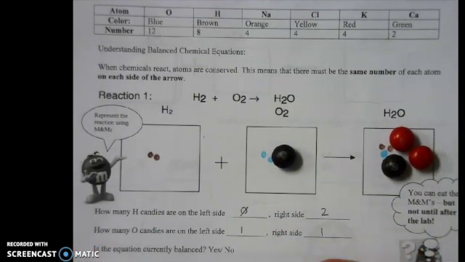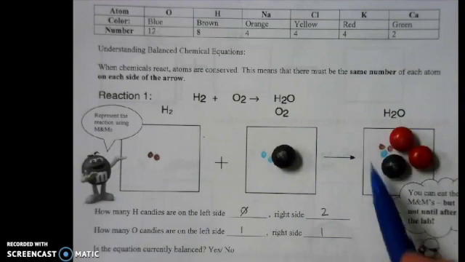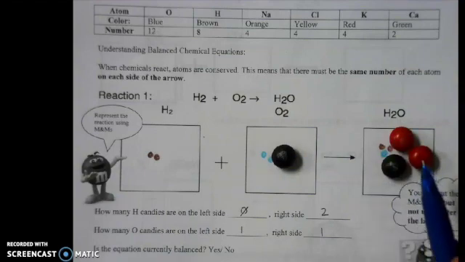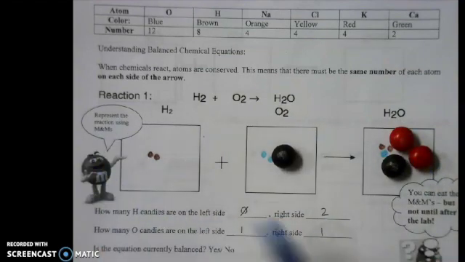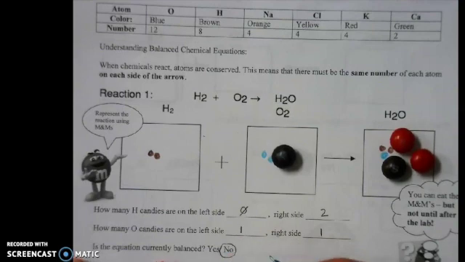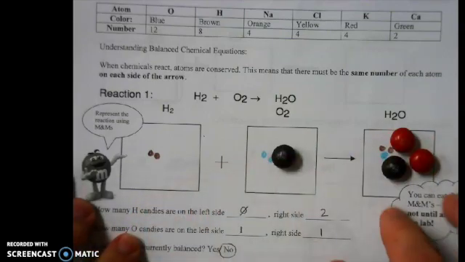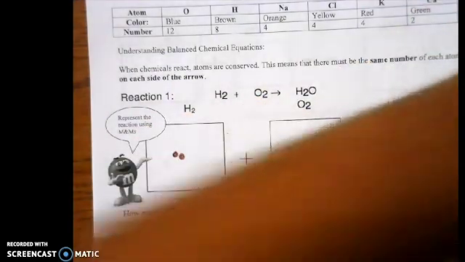Matter cannot be created or destroyed, and we left this little oxygen guy behind. So he wasn't included in our end product, so he was kind of destroyed. So our equation is not balanced. We need to figure out a way to make it so that matter is neither created nor destroyed. All the atoms from the left must make it to the right. So let's clear these up, and we'll move to the next page.